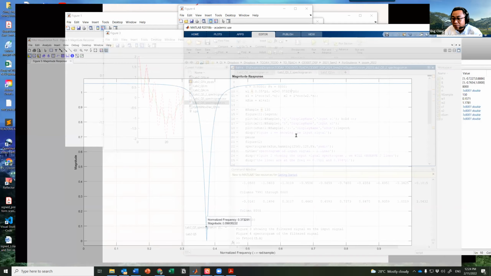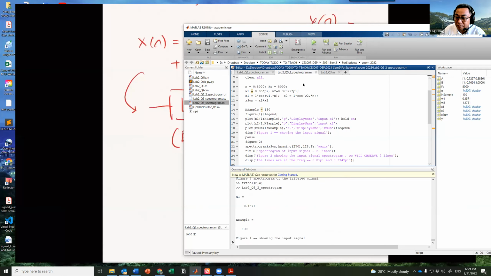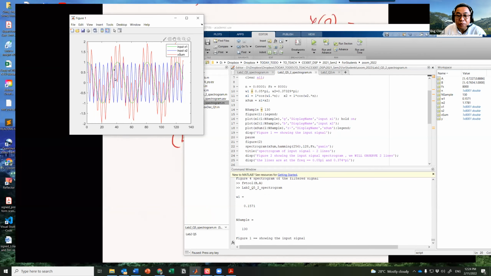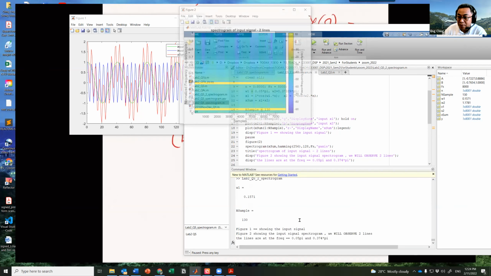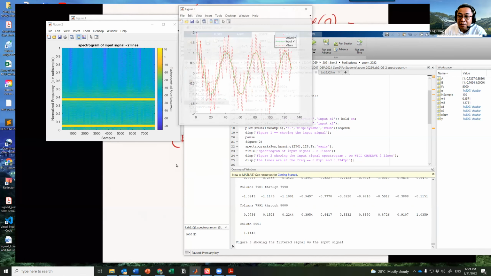Okay, now let's run the guy again. The input is still the green and the blue. The sum is the red. Looks like before, no difference. The input has two lines, one at 0.05 radian, the other guy now is 0.37329. We send this into the filter.